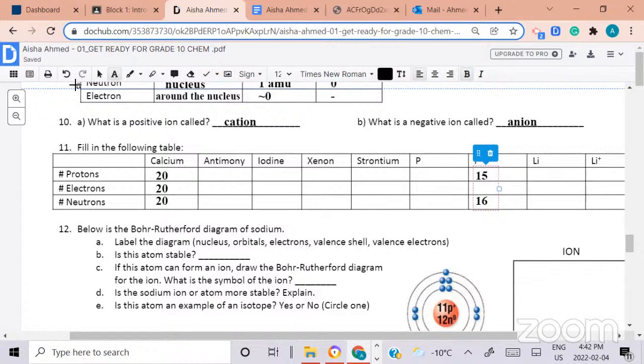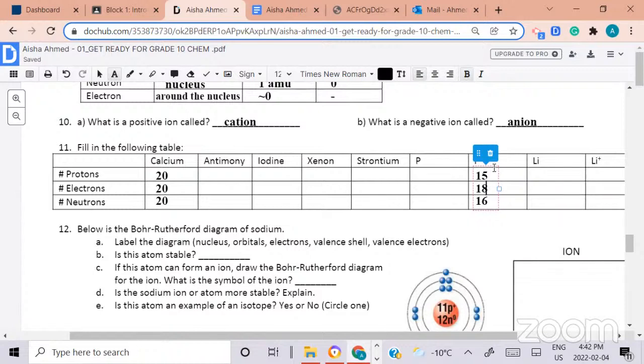But as you can see, can you move your block? It's covering the question. Okay, so it's 3 minus. When it's 3 minus, that means it gained 3 more electrons, because it has a net negative charge. So it would be 15 plus 3, which is 18. Awesome. That's how you would do that one.